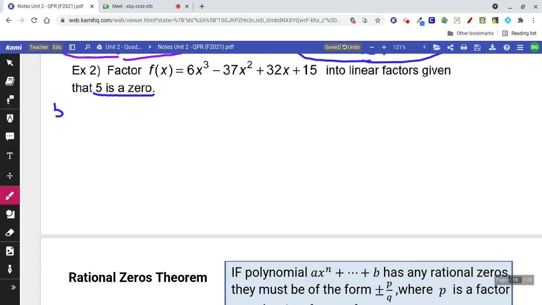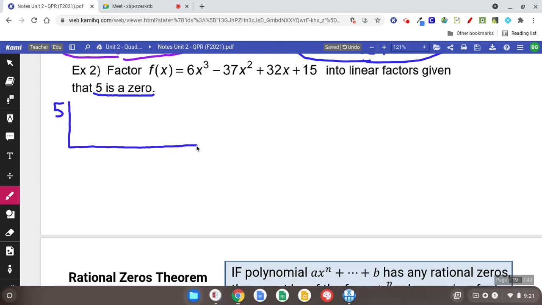What I'm going to do is take that 5 and do synthetic division on that 5. All right, synthetic division on that 5. So I've got 6x to the 3rd minus 37x squared plus 32x plus 15. Don't need any placeholders. I'm going to add down and get 6.